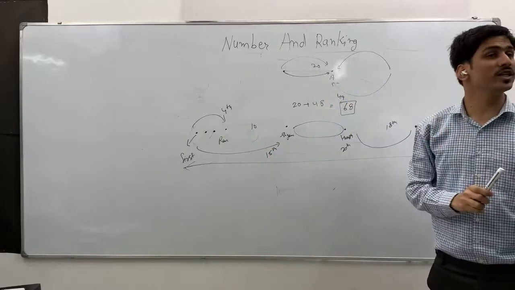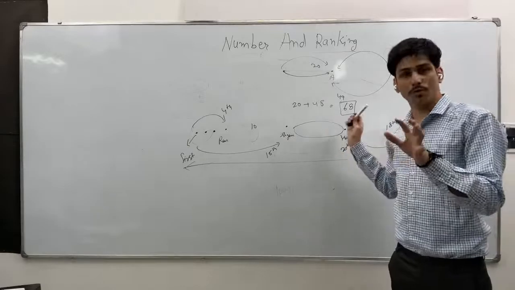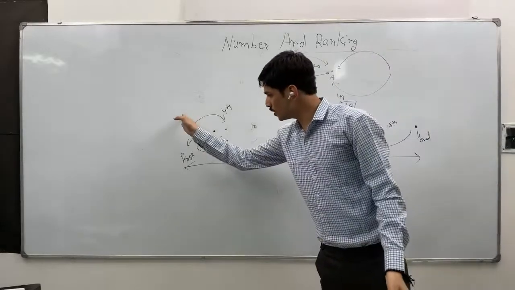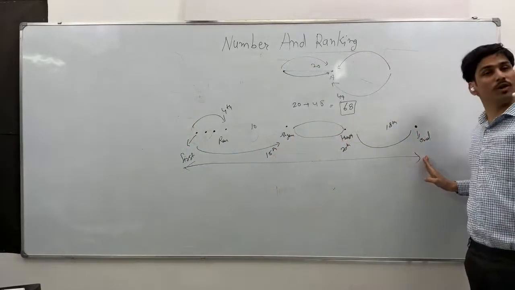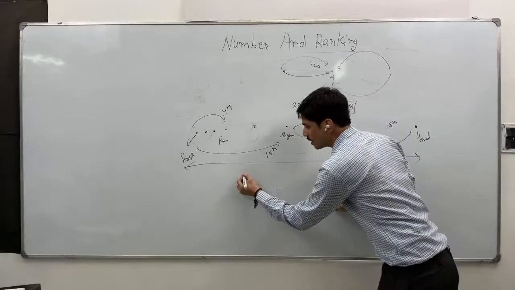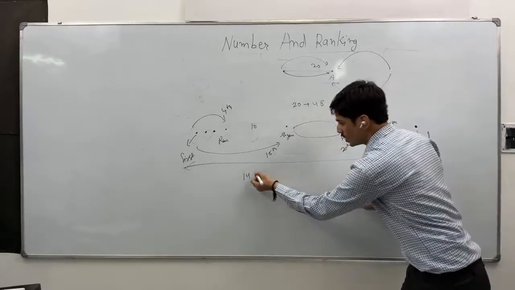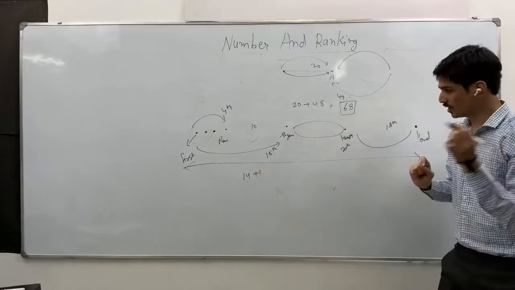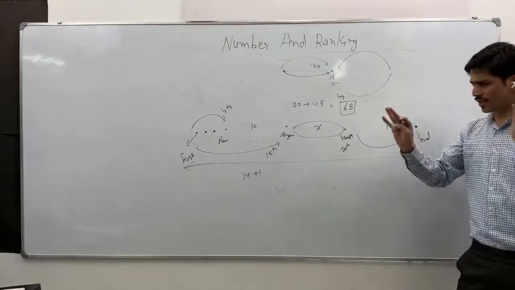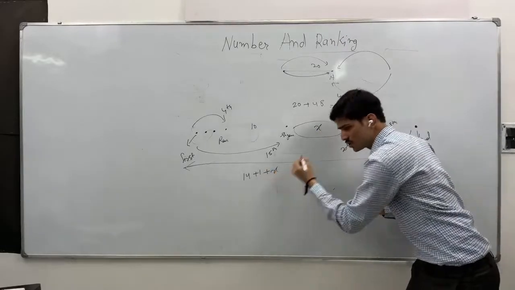So the first thing is, I have to find the total number of students. So the total number of students will be from here to here. I want to know how many students are there. Before Shyam, I can say 14 students are there. If I include Shyam, 1. And let's say between Shyam and Hers, there will be X students. I don't know.